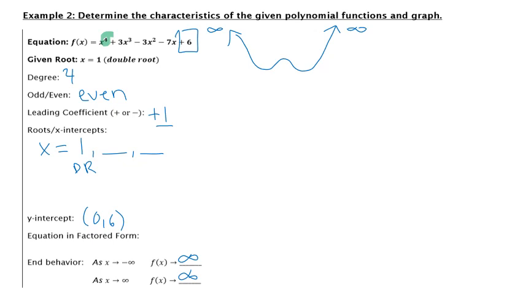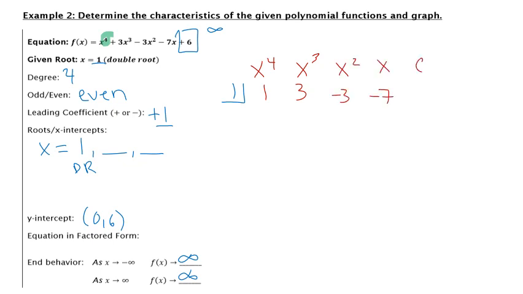So now we're going to have to do synthetic division, but if we have a double root, we might actually have to do this twice, and that's okay because it doesn't take too long to divide. So we have a 1 here. I'm going to list it out. For x^4, I have 1. For x^3, I have 3. For x squared, I have negative 3. For x, I have negative 7. And my constant is 6.